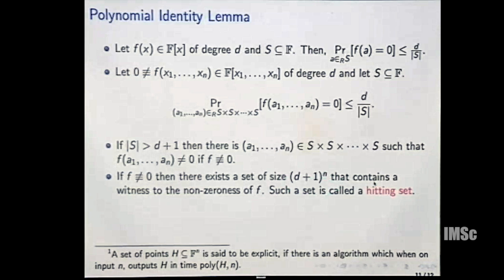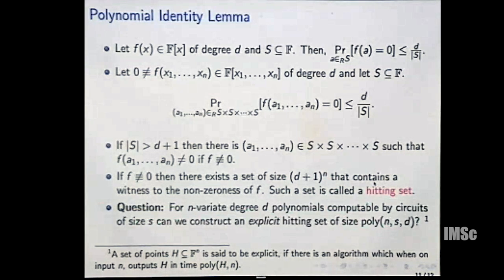But this is quite large even when the degree is, say, 2. This is exponential in the number of variables. So if you want to efficiently design an algorithm, you should say that given a polynomial, here is a small set such that if I search within this set and the polynomial is non-zero, then I will find a witness to the non-zeroness of f in the small set. You cannot run over this large set computationally. So you want to ask, is there a small hitting set? Small usually means polynomial. So what is the question? You are given n variate degree d polynomials.